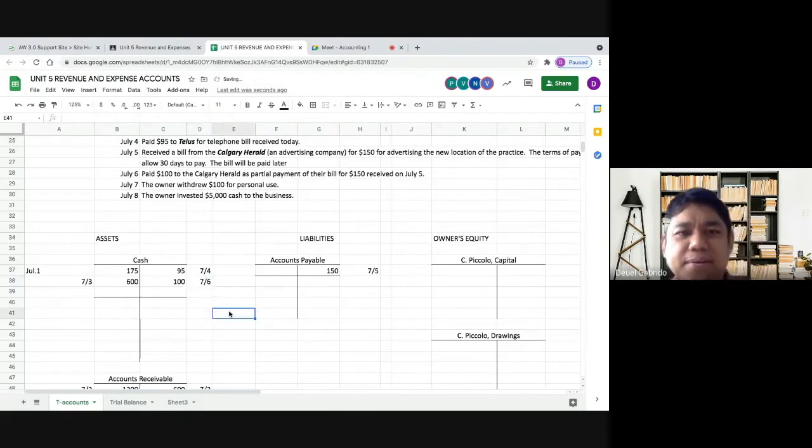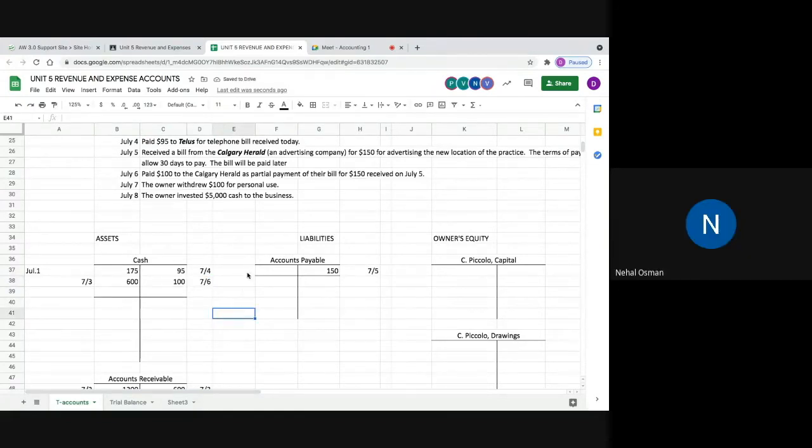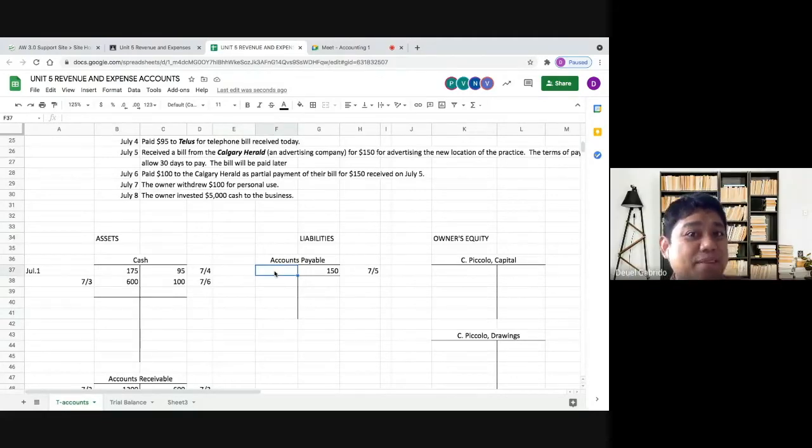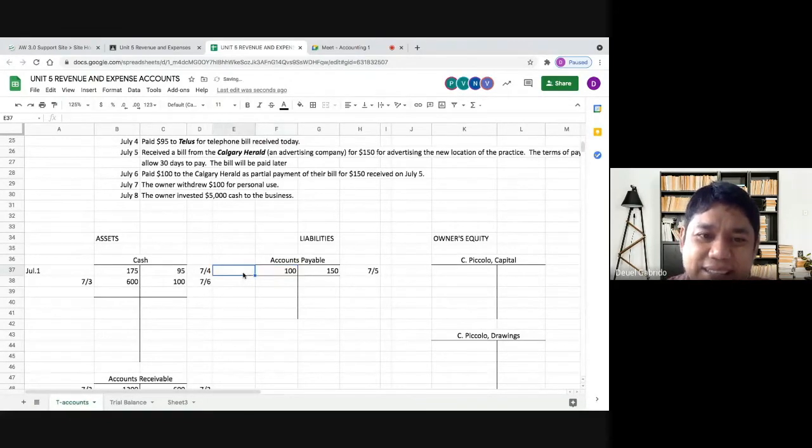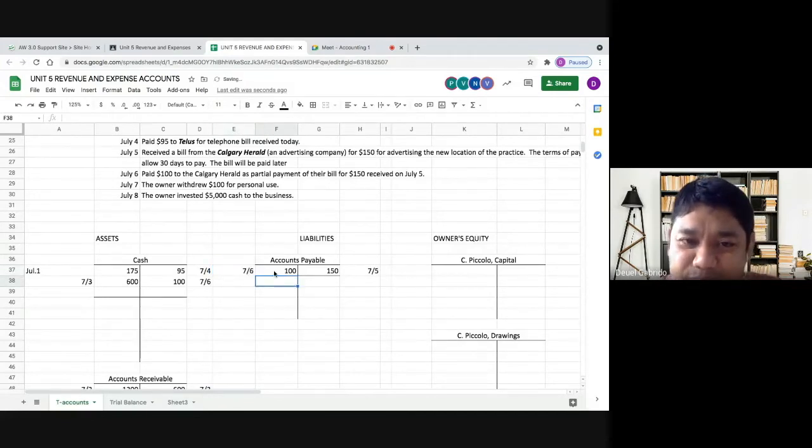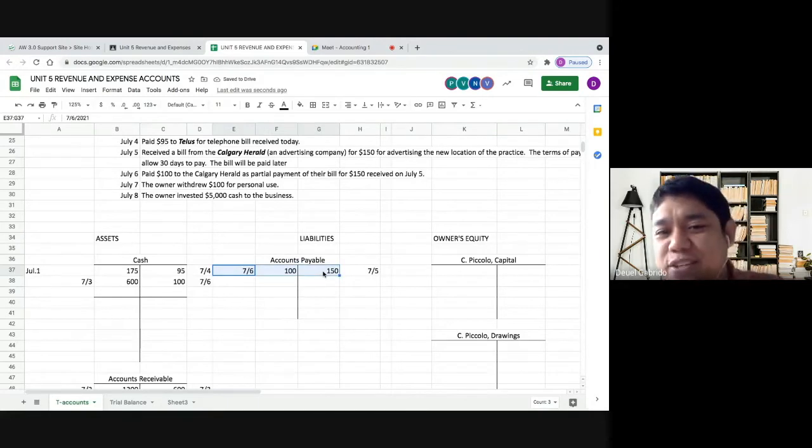What's the other one? Accounts payable. Debit, credit? Debit, because it will decrease. It will decrease because there's a payment, right? Okay, 100, and this is your July 6th. So if I ask you a quick question, we are not calculating it, okay? How much would be the accounts payable balance, the remaining? 50. 50, very good.